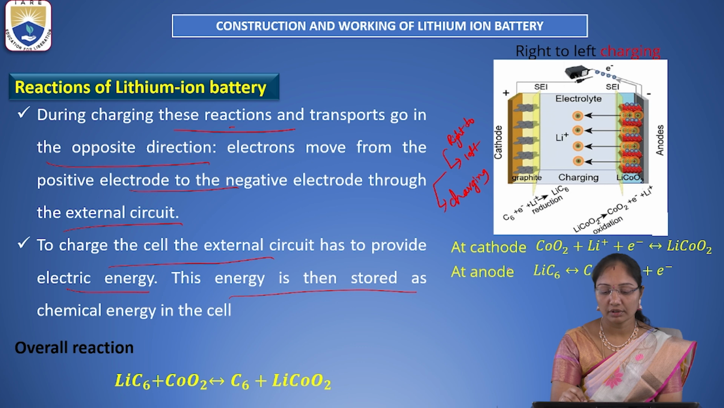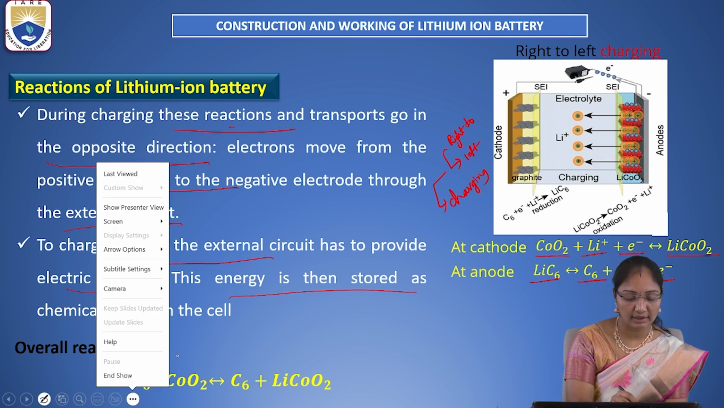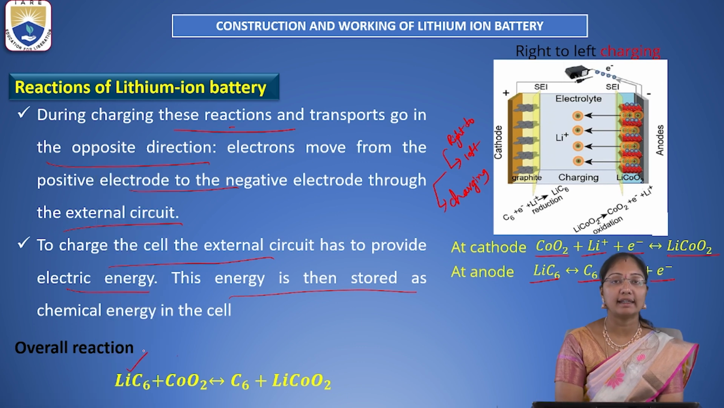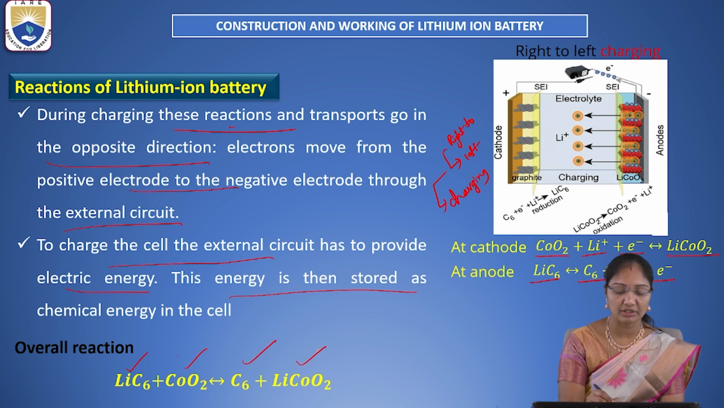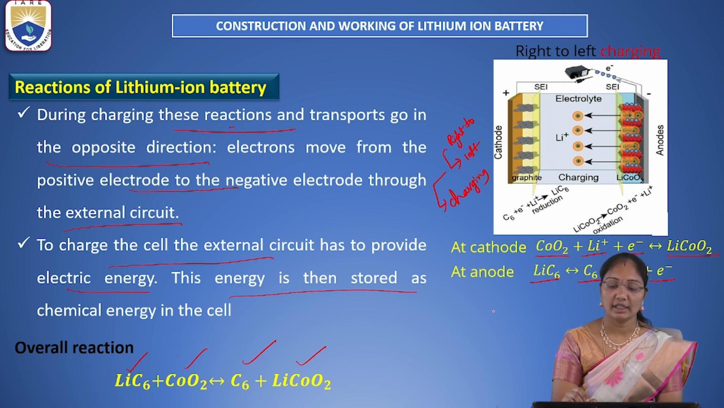So at the anode, LiC6 is going to give C6 plus lithium ions plus electrons, whereas at the cathode, cobalt dioxide is going to react with the lithium ions and electrons produced from the anode and give lithium cobalt dioxide. So the overall reaction is lithium-intercalated graphite, plus cobalt oxide, plus graphite, giving rise to lithium cobalt dioxide. This is the overall reaction.